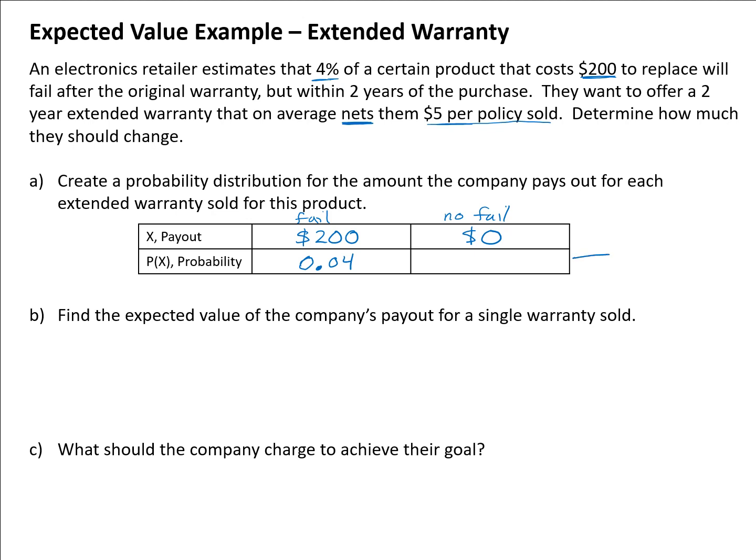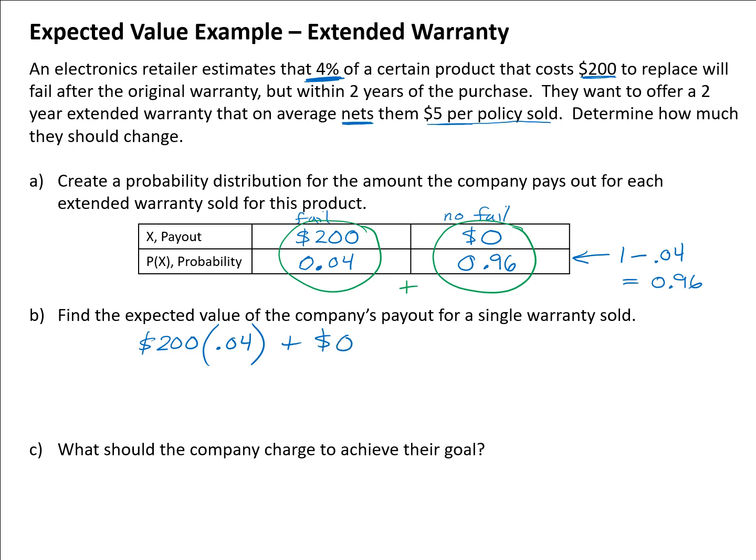To figure out the corresponding probability of that, think about how it's the opposite of the failing probability. So we can look at the complement by subtracting. 1 minus 0.04 gives us the probability of not failing, which is 0.96. So the probability of having to pay out zero is 0.96. Let's find the expected value of the payout. Because we've organized the information, we can do the multiplication and then add directly. I have $200 with a probability of 0.04 plus $0 with a probability of 0.96. 200 times 0.04 plus 0 times 0.96 is $8.